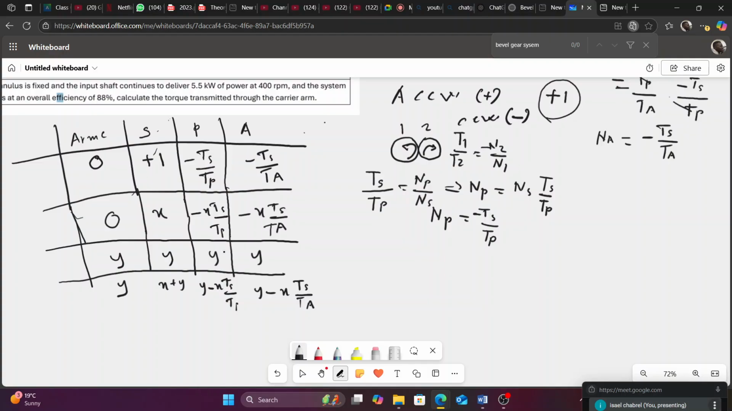So what does it mean? It means if you want to write the expression of NS, it's going to be x plus y. Expression of NP is going to be y minus x TS over TP. Expression of speed A, NA, is going to be y minus x TS over TA.